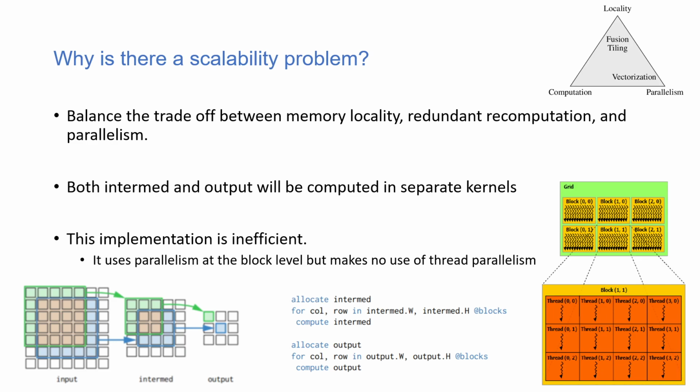And one of the options, as mentioned before, is, let's say you have two computations in a chain like this, and keep them separate. If you have them separate, they're going to be allocated in different blocks of the GPU, and you have block level parallelism, but you do not have thread level parallelism.